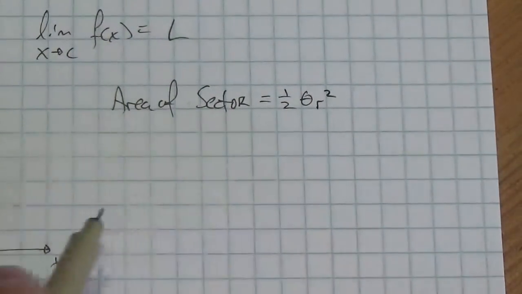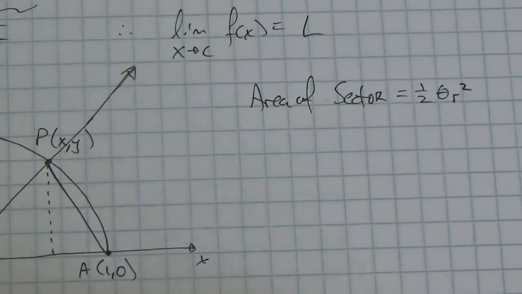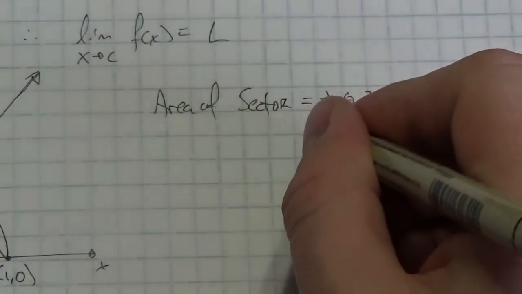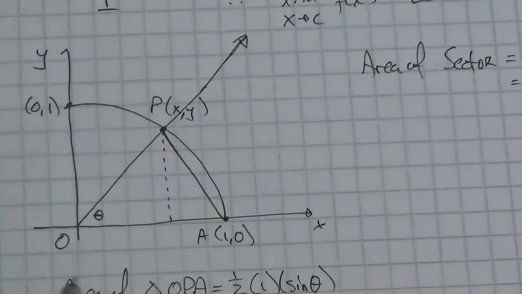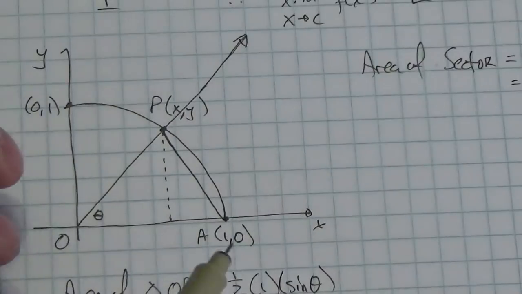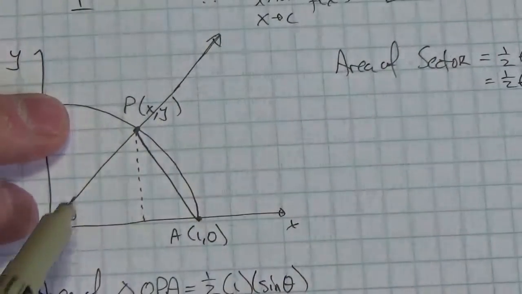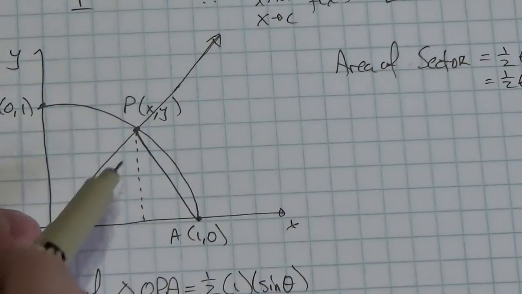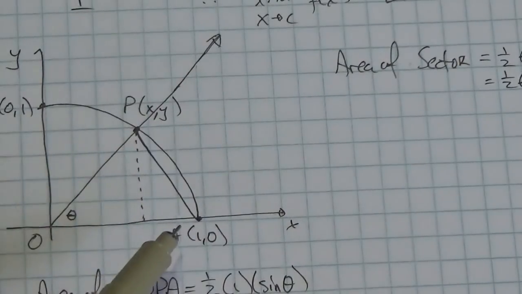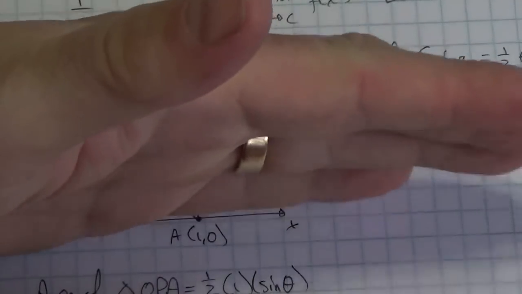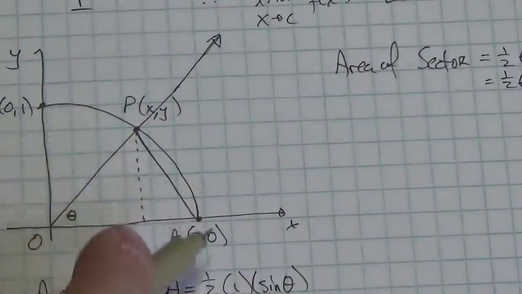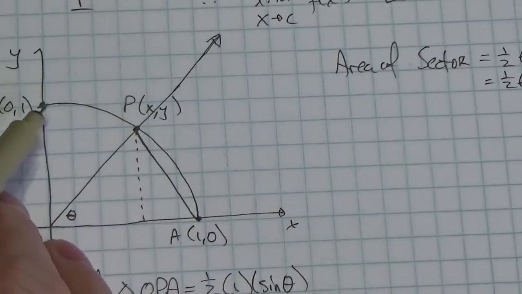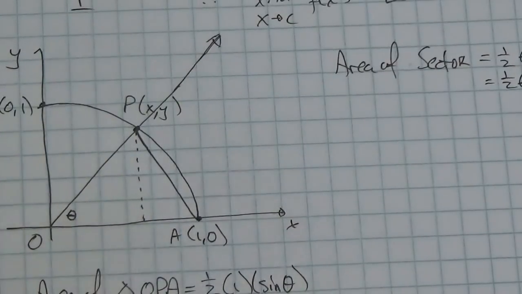But in this particular case, I've already established that the radius is just 1. So this is actually going to be just 1/2 of theta. That is the area of that sector. Now notice the relationship here. The area of the sector is always going to be slightly bigger than the area of that triangle, no matter what angle we choose, in the interval from a little bit less than pi over 2 down to 0. It's always going to be like that.